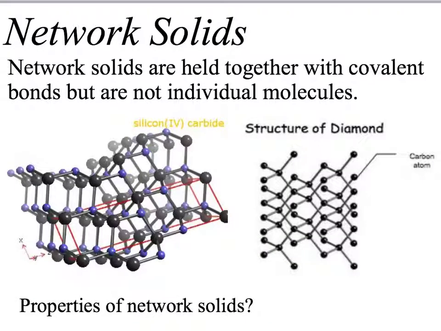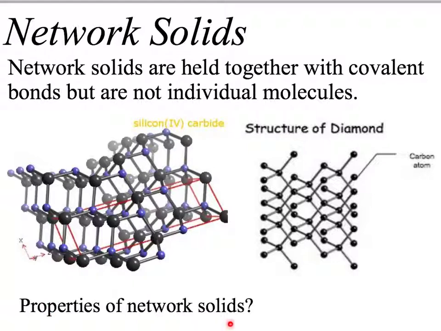And then one final thing we wanted to touch upon are network solids. And network solids are held together with covalent bonds, but we're not individual molecules here. The entire structure is all covalent bonds. You can think about, if you have a diamond ring, that diamond on your ring is like one big molecule of diamond almost. The entire thing is connected through covalent bonds. Same thing would apply to something like silicon carbide.